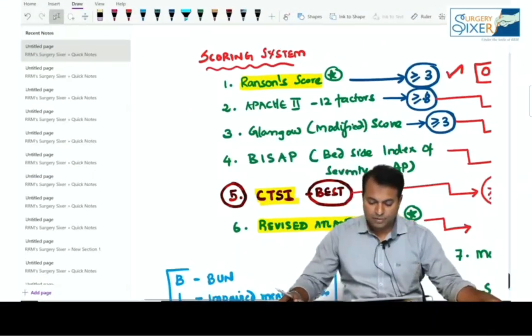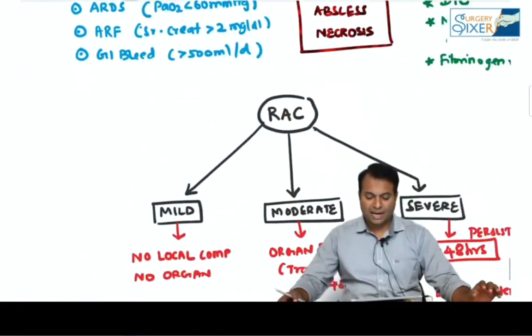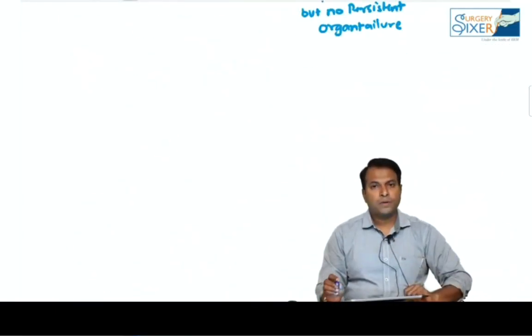So Ranson's, CT severity index, and Revised Atlanta are the 3 important scoring systems which we surgical gastroenterologists follow. Please don't forget the Revised Atlanta scoring system.